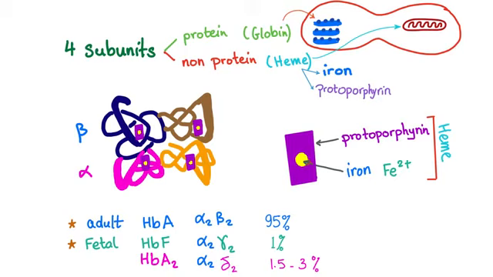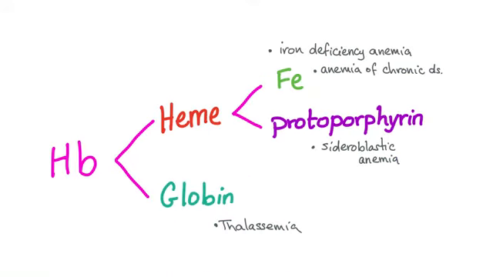So, if there is a defect in one of them, something called hemotetramers will be formed. They will precipitate in the RBCs because they are water insoluble, and then they will lead to ineffective erythropoiesis. And if globin chains are decreased, hemoglobin will be decreased, hence anemia, because anemia is low hemoglobin and hematocrit.